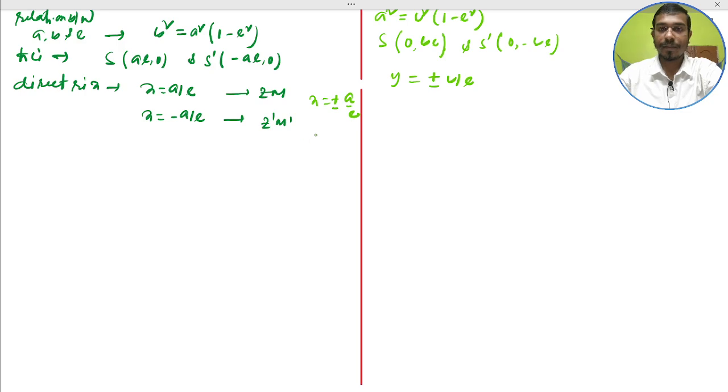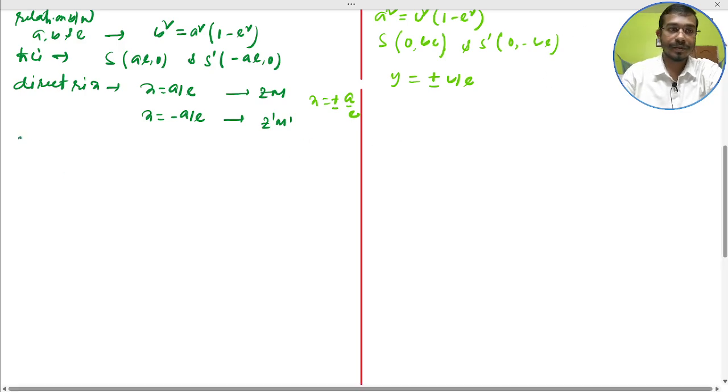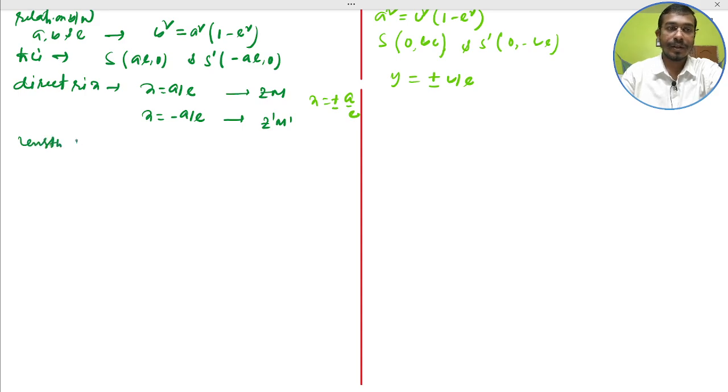Okay. Length of latus rectum. Here that is twice b square by a. And here this should become twice a square by b.